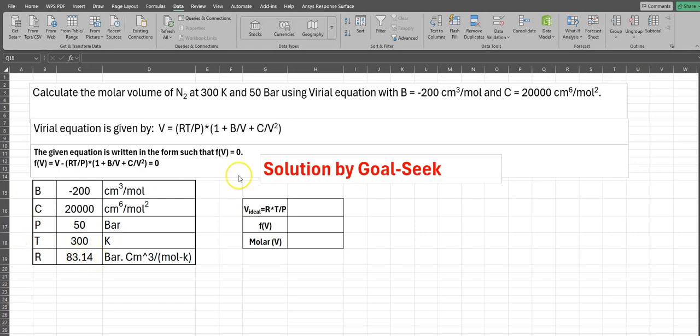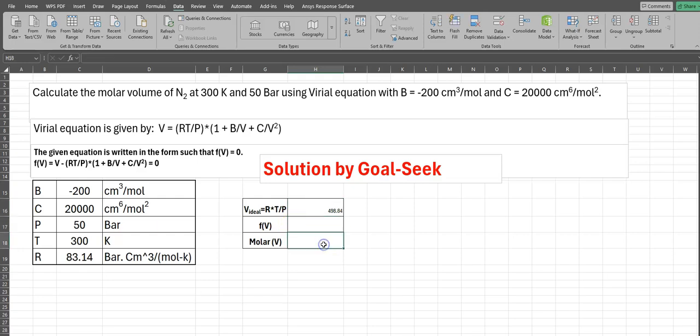Now first we have to calculate V ideal. So we know that PV is equal to nRT, so V by n is actually the molar volume. So PV is equal to RT, and V ideal will be RT by P. So now here I am going to calculate that V ideal. First we put an equal sign, and then we take R into T divided by P. So we'll get the V ideal.